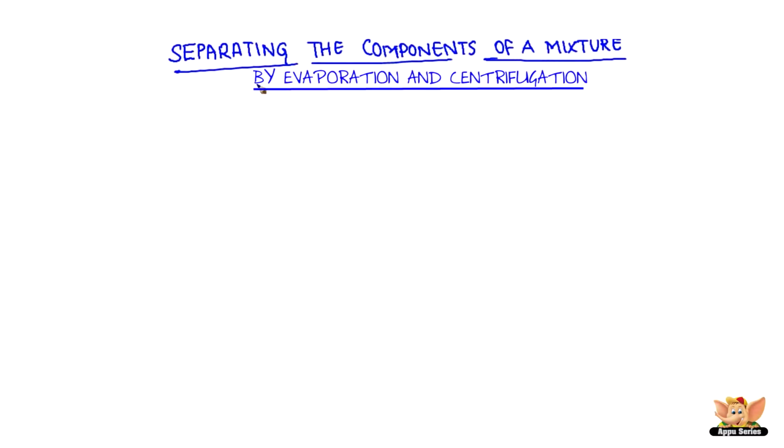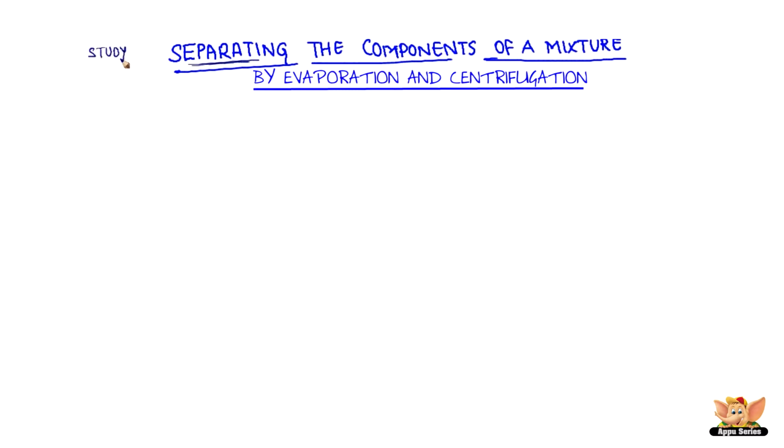Separating the components of a mixture. We have already learned that a mixture has more than one substance. In this video, let's see how we can separate these components of a mixture. Why is separation of components required?